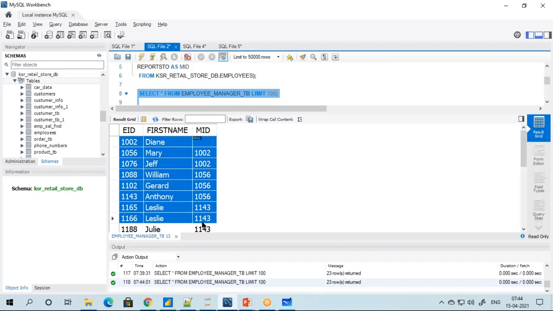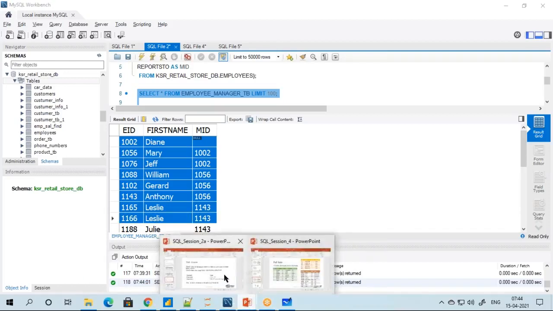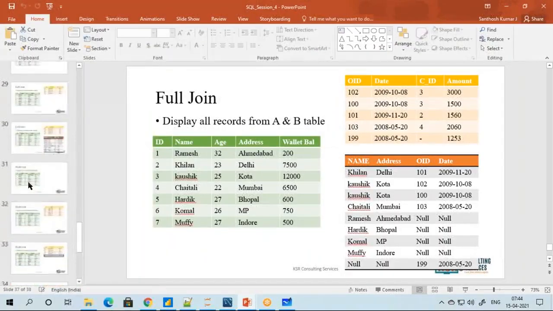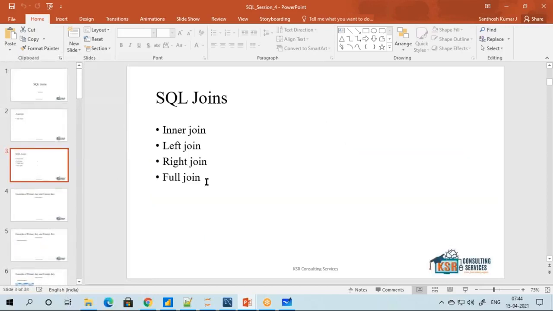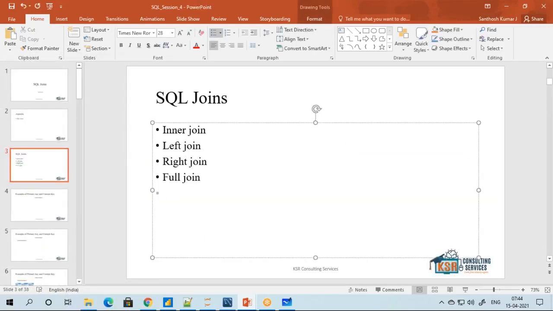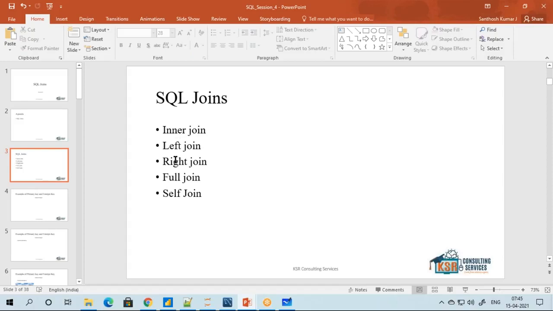Now what we are going to see is something with respect to... we have seen only four joins. Now I will go and write one thing called self join. All these inner join, left join, right join, full join, everything was with respect to two tables. But what is self join? A table joining with the same table.